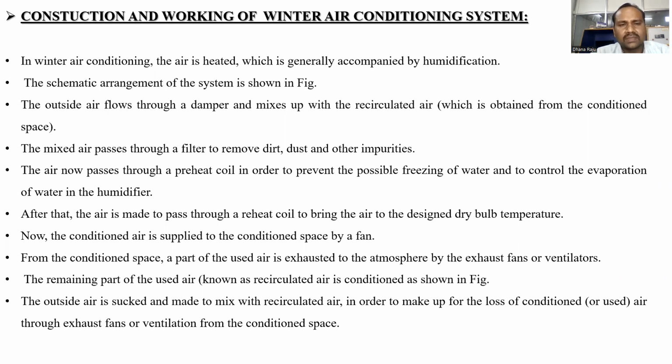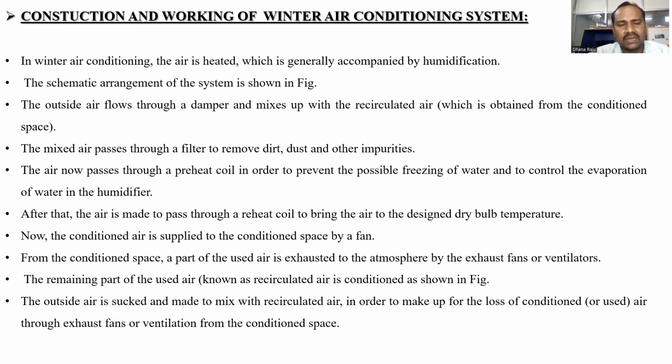So when outside air passes through the damper and mixes with recirculated air, then the mixed air passes through the filter where it removes dirt and other impurities. Then the cleaned air passes through the preheating coil so that the temperature of air increases. Later it is passed through the humidifier where it is humidified. If the temperature of processed air is not meeting the design conditions in the air conditioned space, then we need to use the preheater or reheating coil to increase the temperature.